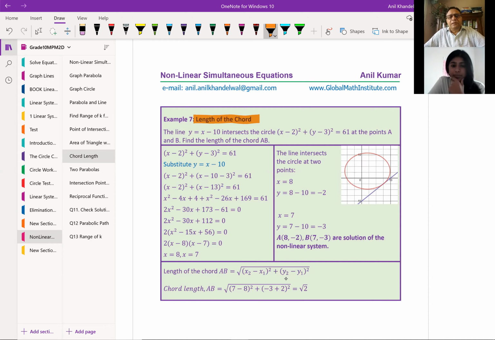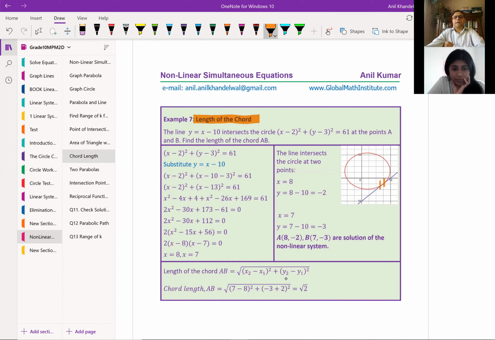So Amy, can you please read this question for me? Yes. So example 7, length of the chord. The line y equals x minus 10 intersects the circle (x minus 2) whole squared plus (y minus 3) whole squared equals 61 at the points A and B. Find the length of the chord AB.